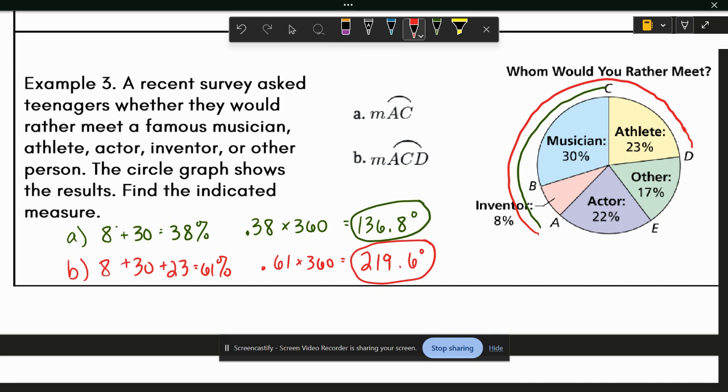I don't know which one I'd pick personally. Musician, yeah. I was kind of leaning that way. Famous musician would be pretty cool.